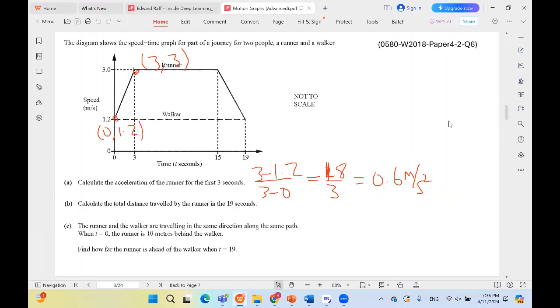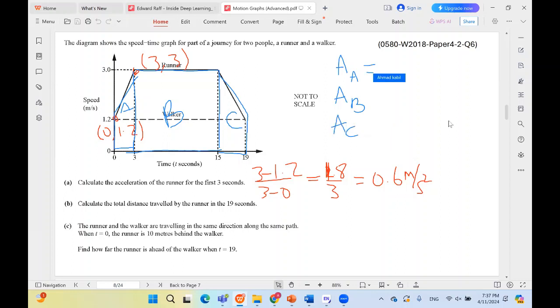For B, we are required to calculate the total distance traveled by the runner in the 19 seconds. So again, we have to split into 3 shapes. This is shape A, and this is shape B. Remember, the distance traveled by the runner is the area under the runner's graph, regardless of the walker. So you don't just calculate the area between the runner and the walker, you calculate the whole area under the runner's graph. So this whole shape is B, and then this shape here would be C. So A and C are trapezoids, but B is a rectangle.